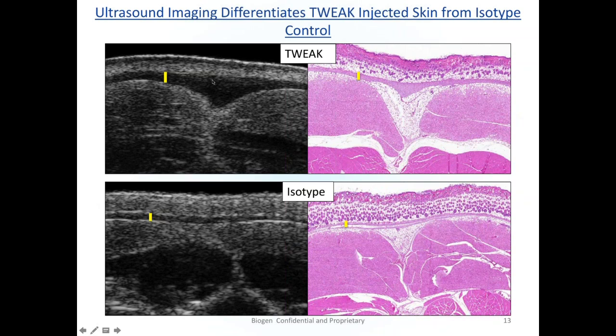So this whole story was quite interesting because we hadn't expected to see this band from what we knew before about this model. And when we looked at the ultrasound, it was quite apparent on all the tweak injected animals.